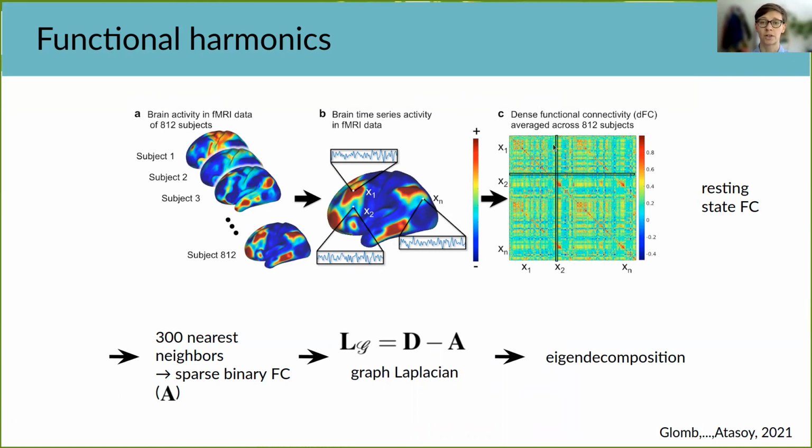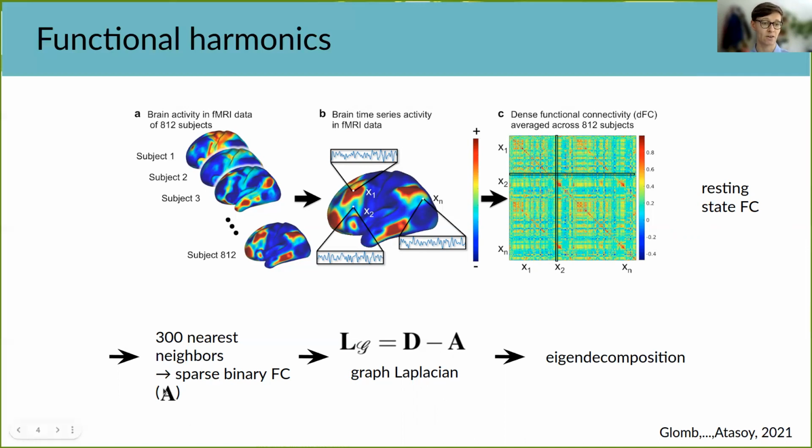We start with this functional connectivity matrix, which is just correlations between brain regions. We use these correlation values for each of the vertices to determine which other vertices are the 300 nearest neighbors for each vertex, so which have the biggest correlation and which are the most relevant for each of these vertices. So we turned this into a binary matrix. We end up with a sparse binary functional connectivity. And then you compute something that has a very fancy name. It's called the graph Laplacian, but it's actually calculated very simply.